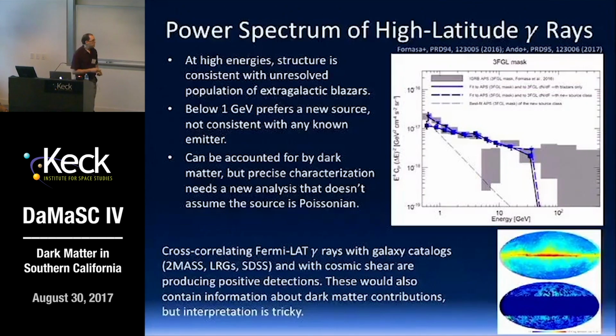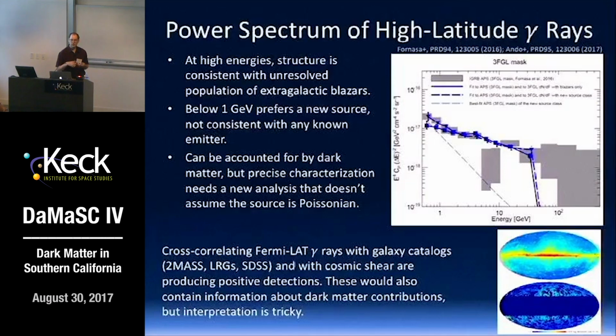But once you have structure here, then you want to consider cross-correlating with extragalactic galaxy catalogs, cosmic shear, and all those things. And those are done, and they see positive correlations. Of course, galaxies correlate with gamma rays. Gamma rays correlate with galaxies, I should say. And so that's very exciting, but it's still hard to interpret.